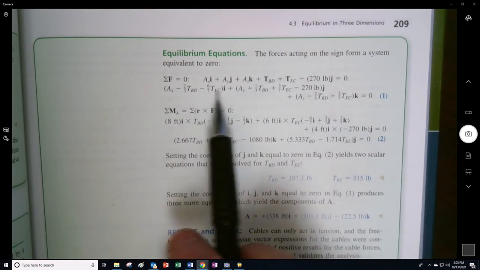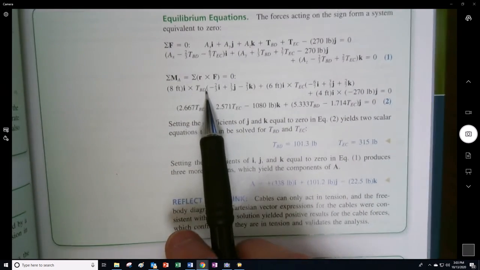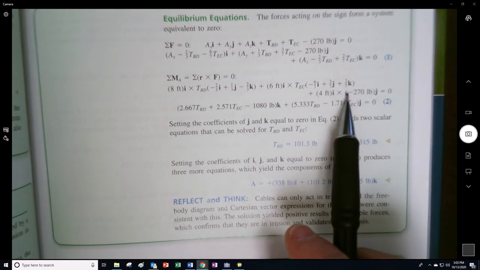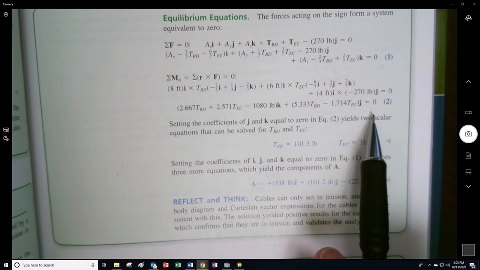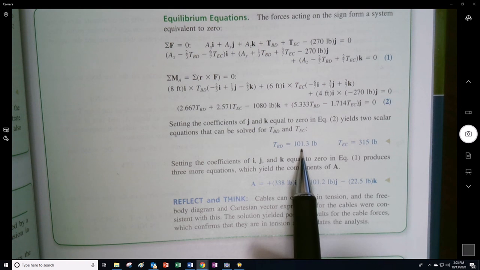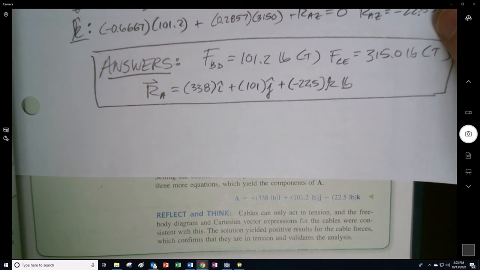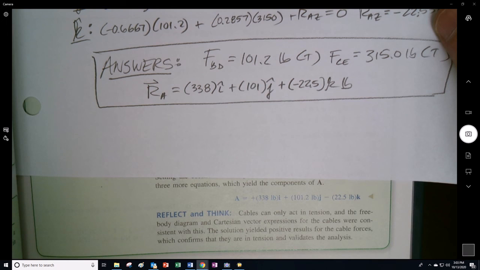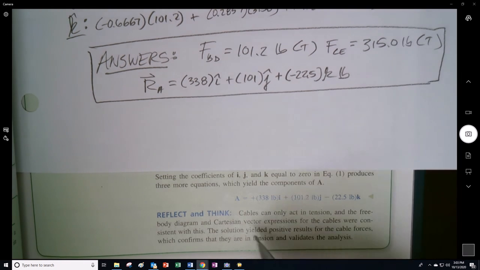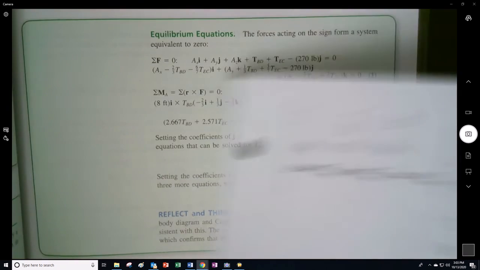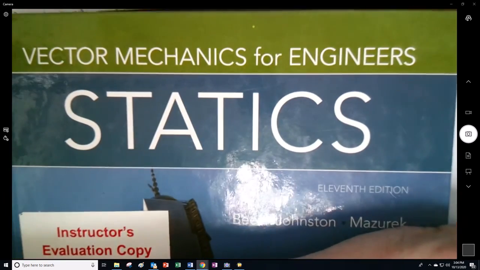All right, so here we go. They put this thing in here, and then they did the sum of the moments, and they kind of took a little bit of shortcuts in doing it, and they came out with the same answers as us, though, right? And then the same reactions. Double checking, the same reactions. Yeah, 22.5, 101.2, 338. So cables, you can't push a rope. You can't push a rope. There you go. Ta-da. Statics. Don't you love it?